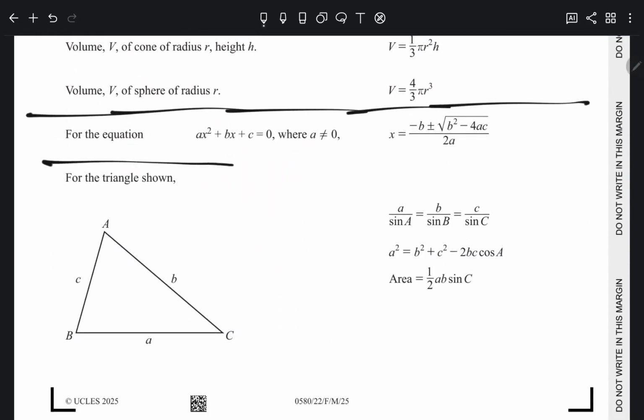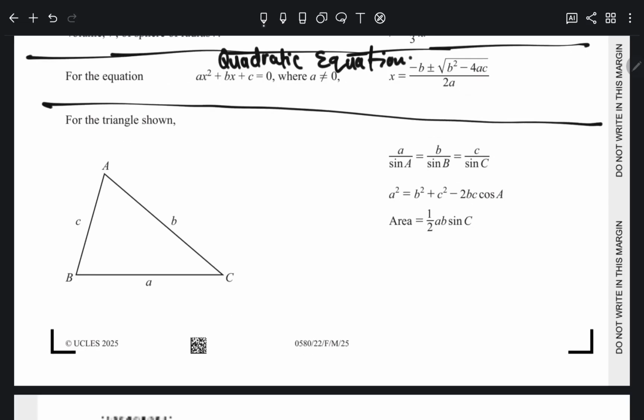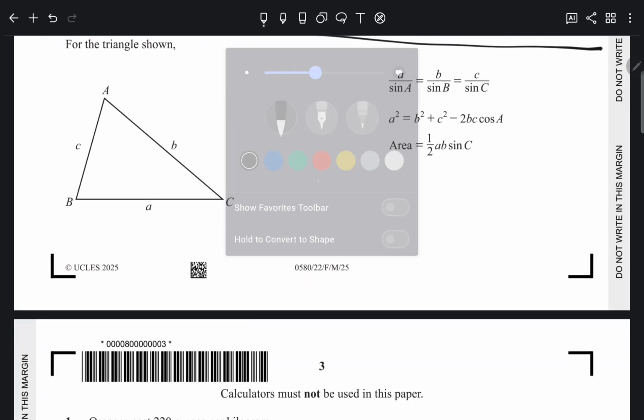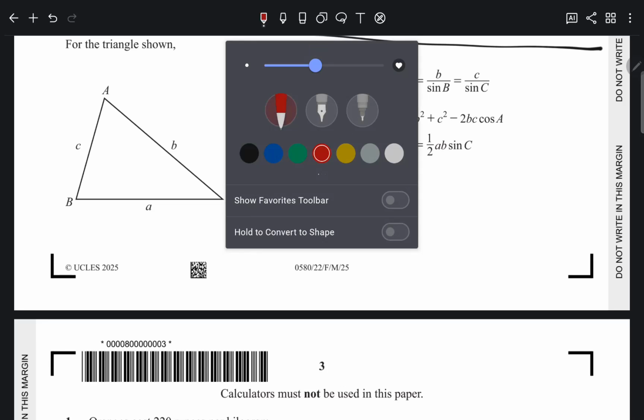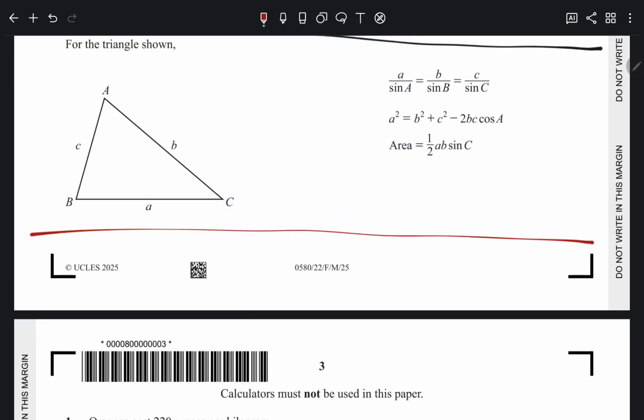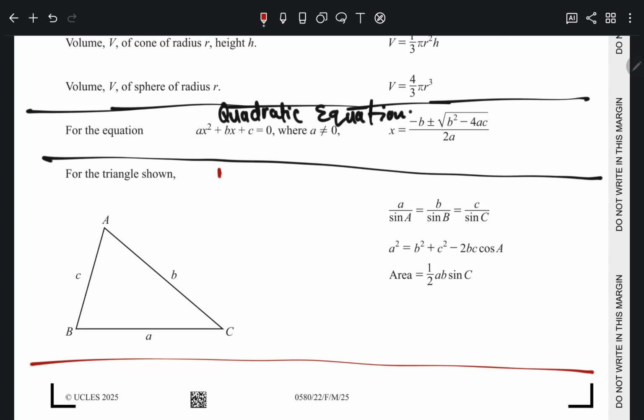Then this one is the quadratic equation formula, and we are going to use it when we are solving quadratic equations. It works all the time, so you can always use it. Even in the situations where you want to factorize, you can still use it. Then this last part is going to be for trigonometry, for section C, where you are dealing with non-right-angled triangles.